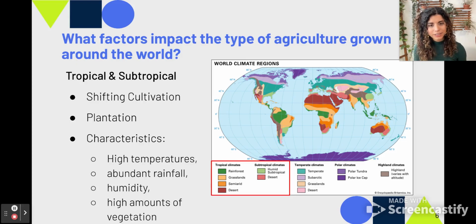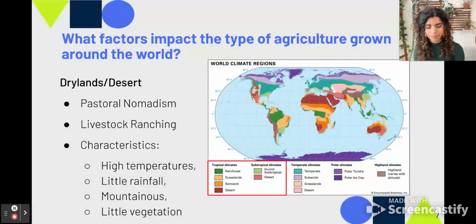In terms of characteristics of these places, we see high temperatures, abundant rainfall, humidity, and high amounts of vegetation. I used to live in a subtropical zone, and I can definitely attest to the high temperatures. The rainfall is also definitely key for some of that agriculture.